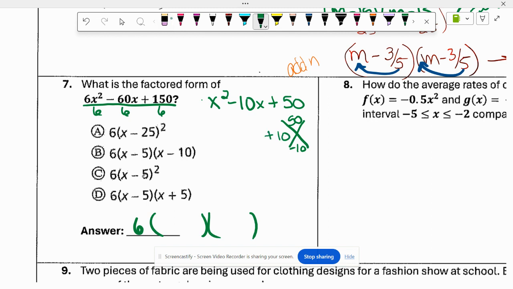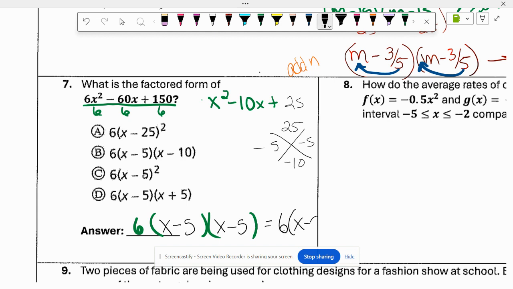Well, probably a positive 10 and a negative, oh, that's not going to work. I'm looking for a positive 50 and a negative 10. How about when I divide by 6, this is 25, not 50. So two numbers that I can multiply together to get 25, that when I add them, I get a negative 10. That would be a negative 5 and a negative 5. So this factors out to be x minus 5 times x minus 5, which is the same thing as 6 times x minus 5, the quantity squared.